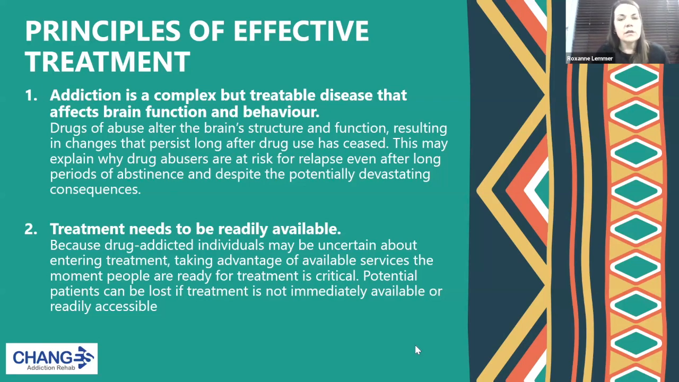So drugs of abuse alter the brain structure and the function, resulting in changes that persist long after drug use has ceased. So those changes that have taken place because of the chemical use, they don't just simply get restored just because, again, one has put the substances down. That takes some time. This may explain why drug abusers are at risk for relapse, even after long periods of abstinence, and despite the potentially devastating consequences.